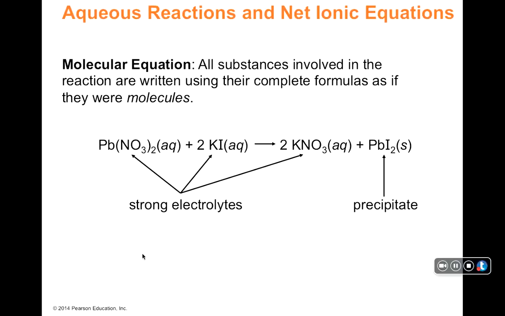What I'll show you next is how we write other types of equations to show how they do dissociate into their ions. And notice also we do have a precipitate here, and the solid tells you that it's a precipitate. So when you look at the phases, that's one way to identify that this is precipitation.